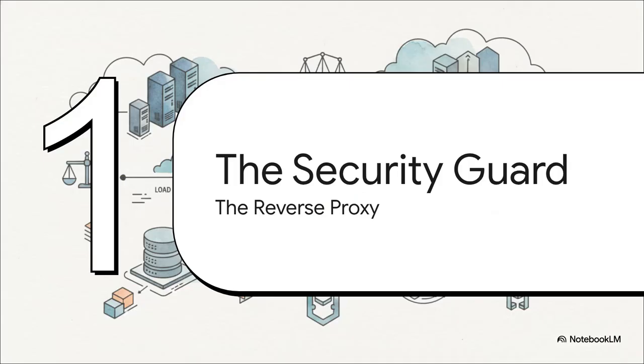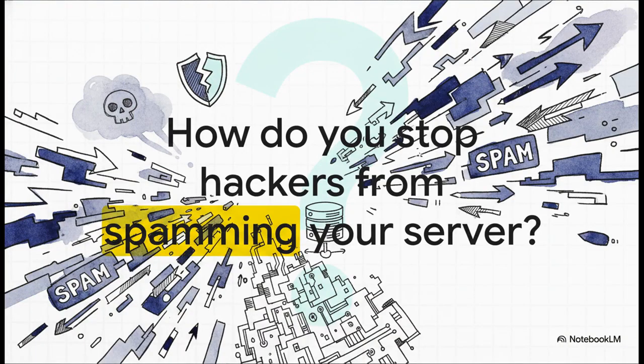All right, number 3, the security guard, also known as the reverse proxy. So this brings up a pretty massive problem. What happens if you have a dynamic backend application, say a Node.js app that's actively processing data?